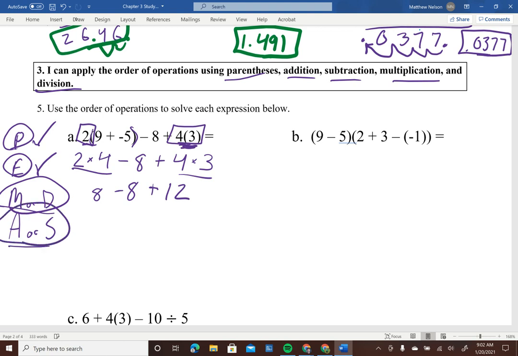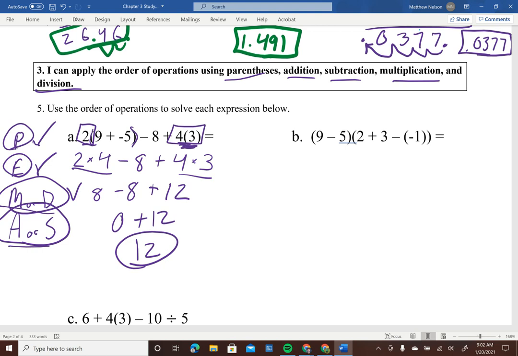Moving on to the last step, adding or subtracting. Well, I see subtraction first, so I'm going to do that. 8 minus 8 gives me 0, and I still have plus 12, and my final answer would be 12. All right, now moving on to part B.